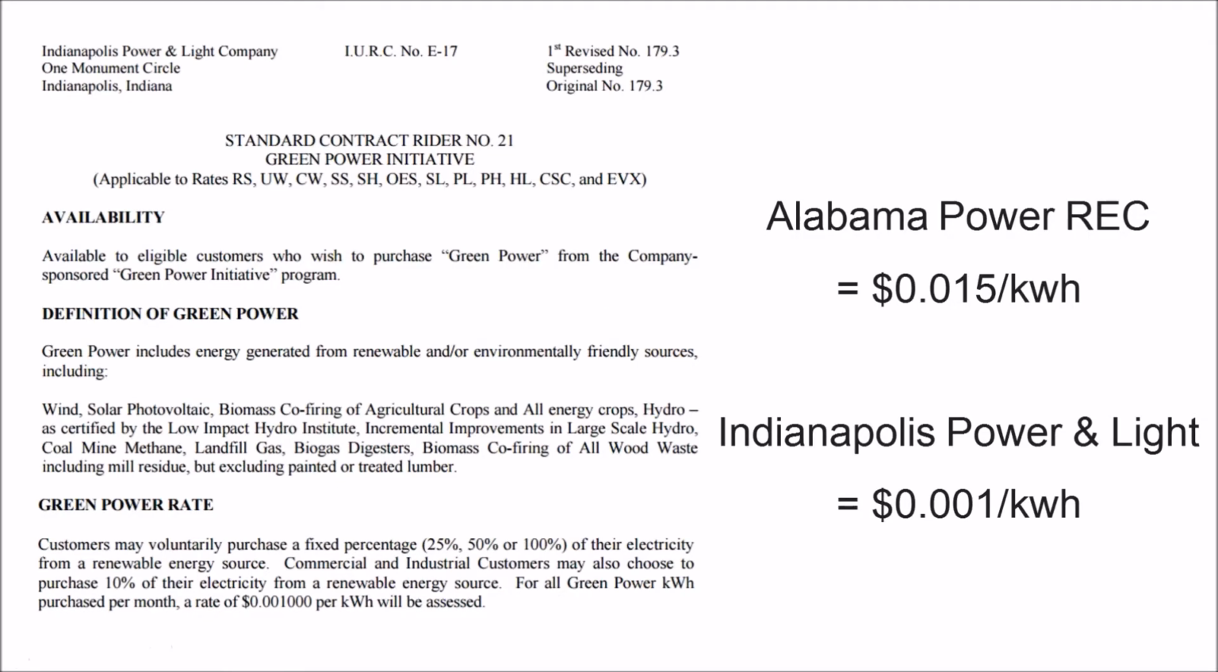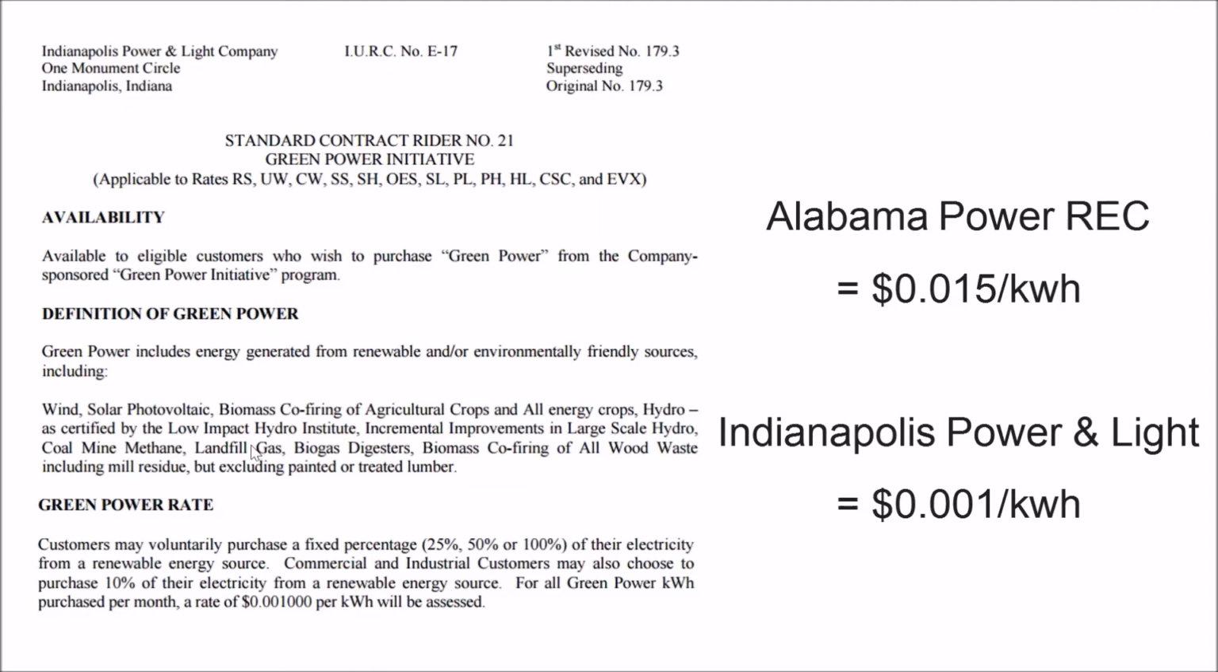And the grand finale is, rather than costing $0.015 a kilowatt hour for green power, like it does on Alabama Power's grid, Indianapolis Power and Light will sell you a renewable energy credit for about a tenth of a penny a kilowatt hour. So you're looking at these numbers correctly. What costs $0.015 a kilowatt hour for Alabama Power costs a tenth of a penny from Indianapolis Power and Light. Right here, for all green powered kilowatt hours purchased, a rate of 0.001 per kilowatt hour will be assessed.